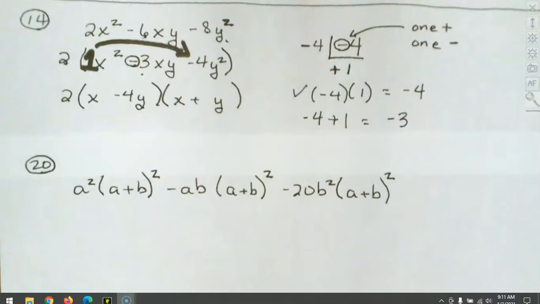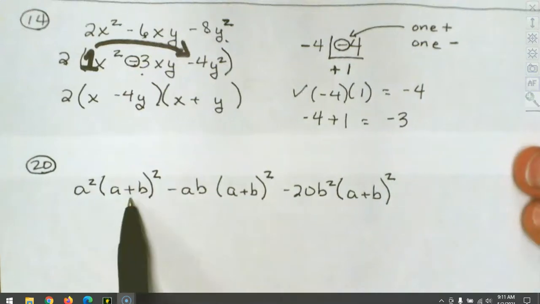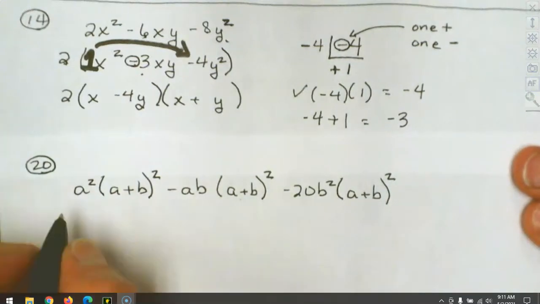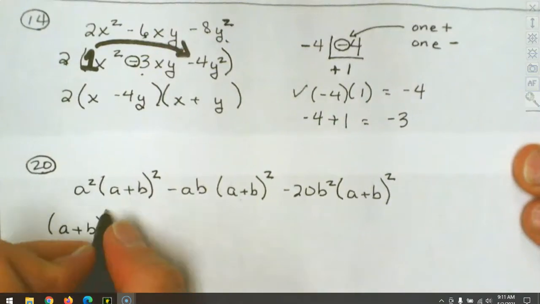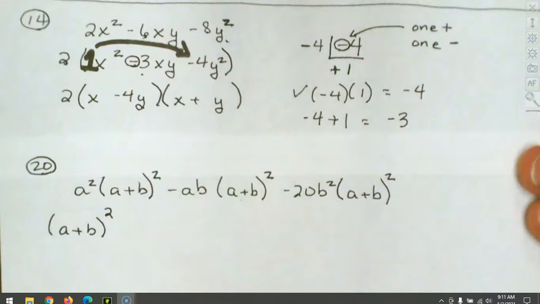But when I look at it, I look for numbers, variables, or groupings that I can factor out. Well, when I look at this, it looks like they all have an a plus b, and all of them are a plus b quantity squared. So they are all the same. So since these all have the same factors, we can take out that a plus b quantity squared first. So that's factored out.